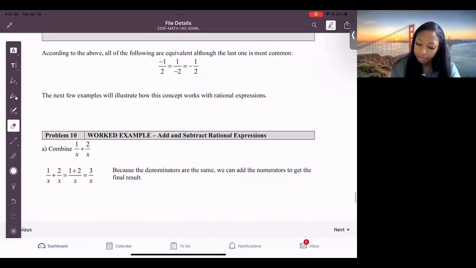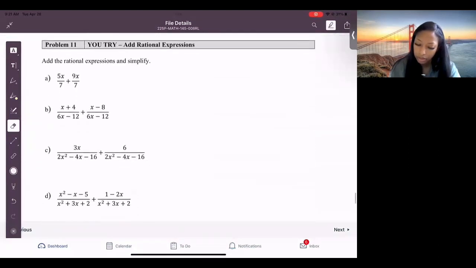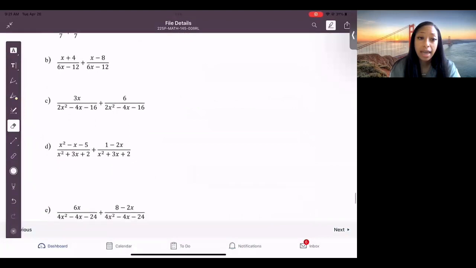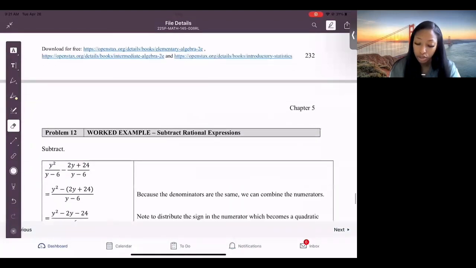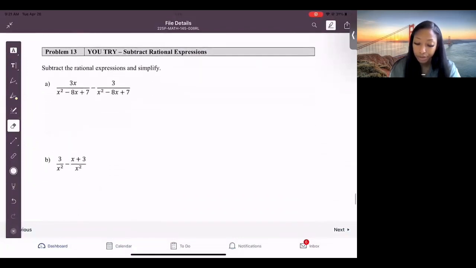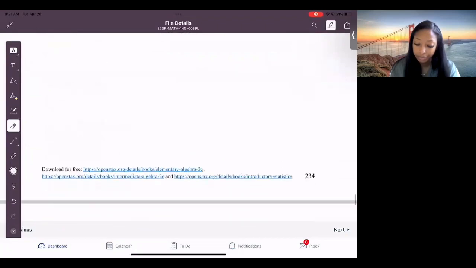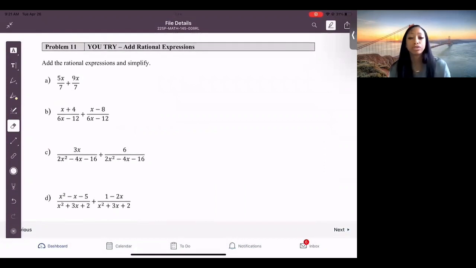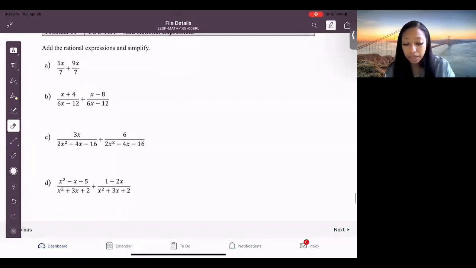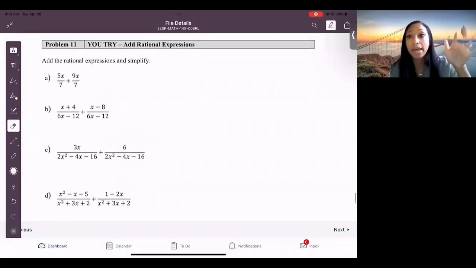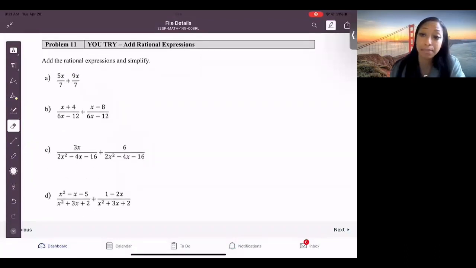All right, problem 10's already done for us, so we're going to jump straight to the Try problems. Notice all of these already have common denominators, so we don't have to worry about finding a common denominator. Same with example 13. So we have 2 more groups of problems. We'll look at 11 and 13, and then I'll stop. For 11, these are all adding, so we add our numerators, keep our common denominator, and then try to simplify after if possible.